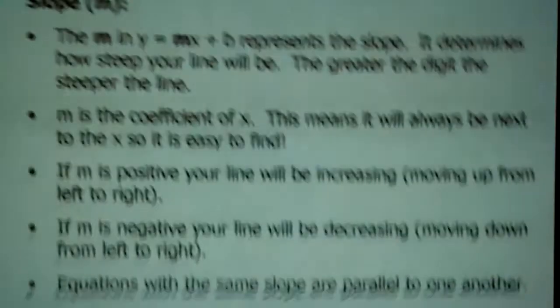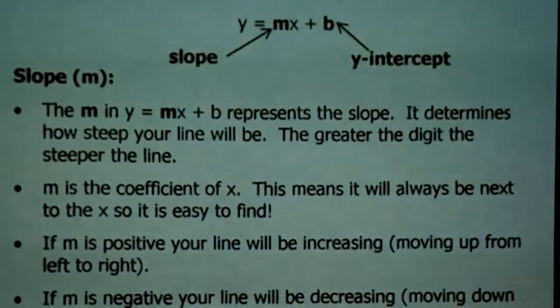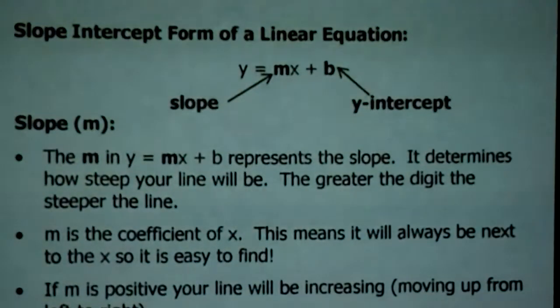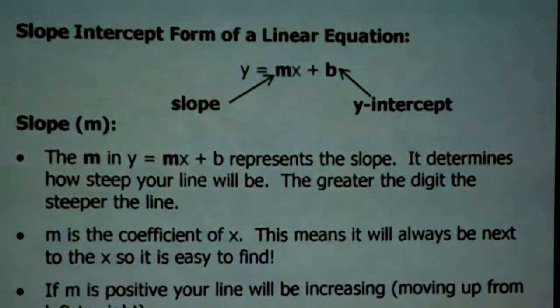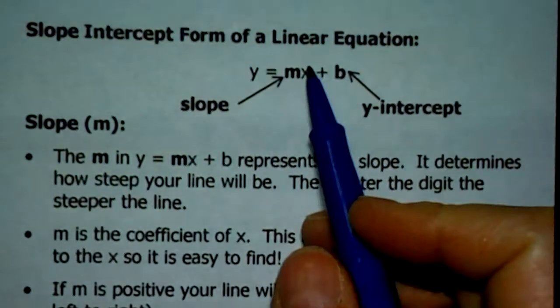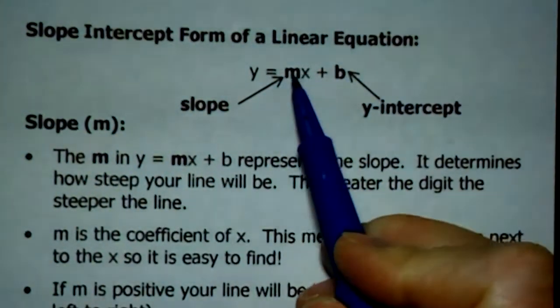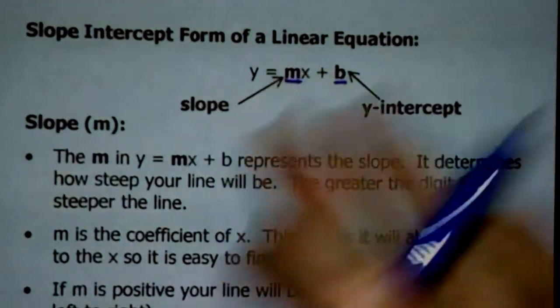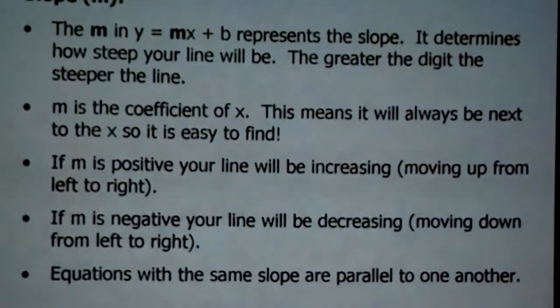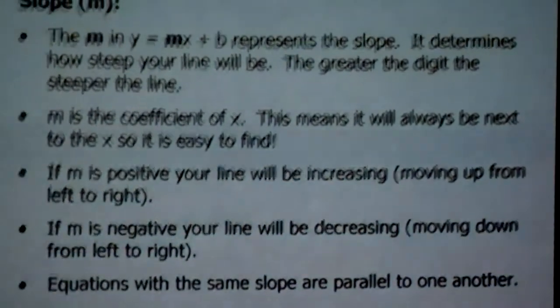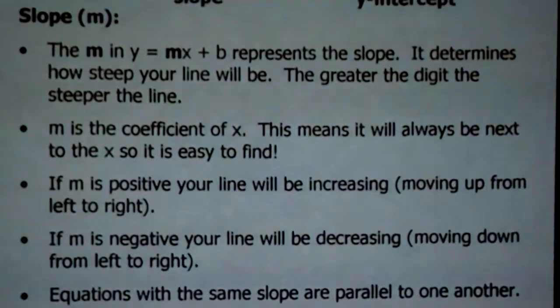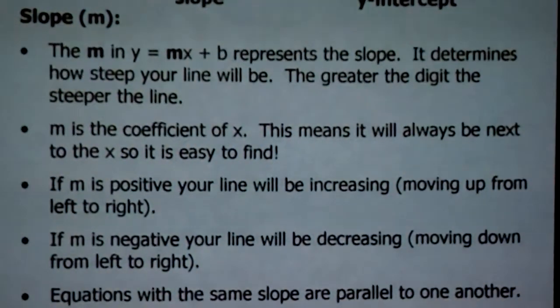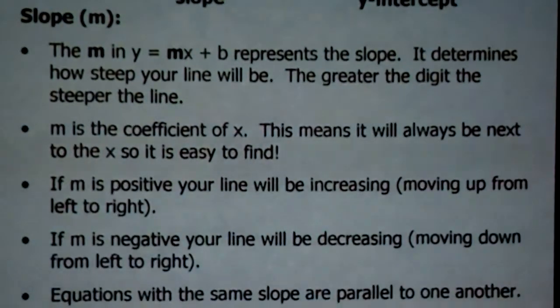Slope-intercept form. Okay, so you're going to be super familiar with y equals mx plus b if you aren't already. It's called slope-intercept form because you're given the slope and the intercept. The slope, or m, in y equals mx plus b determines how steep your line is going to be. The greater the digit, the steeper the line. So the slope is basically that rate, and it tells you what your graph's going to go up by.